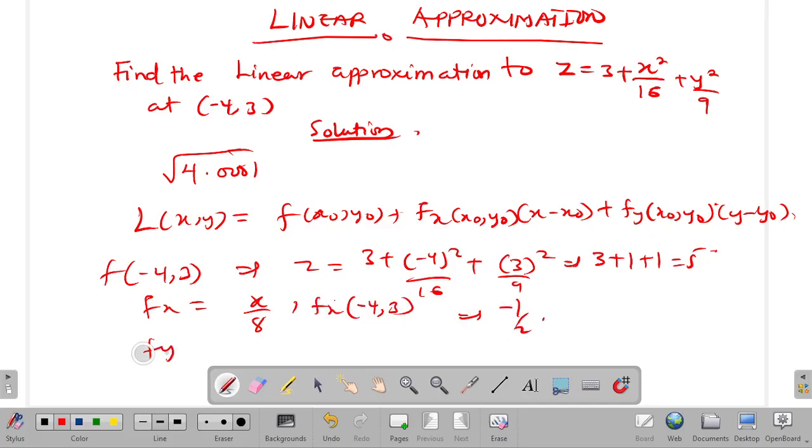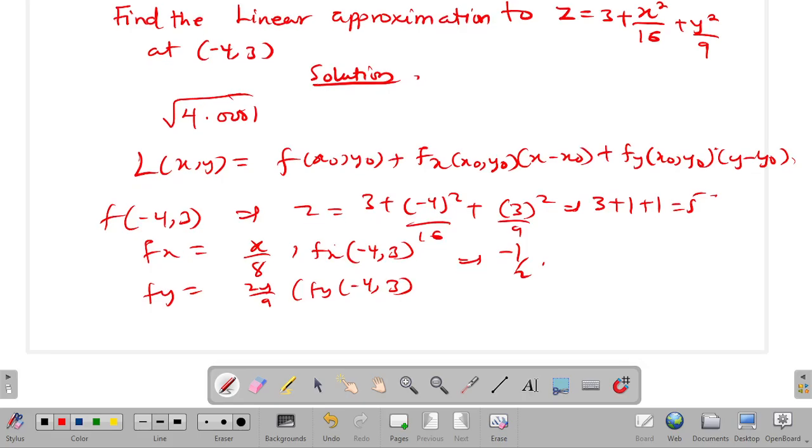Done. My fy is simply going to be what? 2y over 9. This will be 0, 0. So 2y over 9. And at the point (-4, 3), my fy, I'll put in my 3, and I'll simply have 2 over 9 times 3. 3 goes into itself once and goes here, giving 2 over 3.